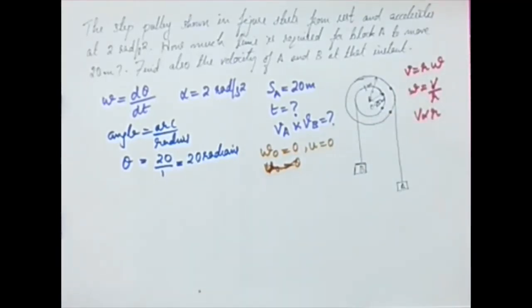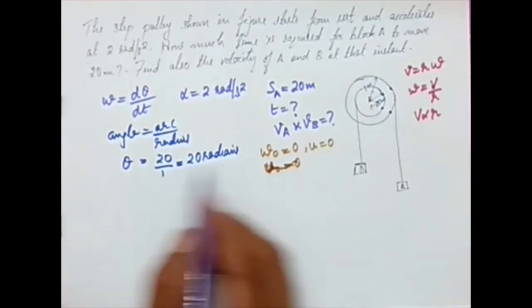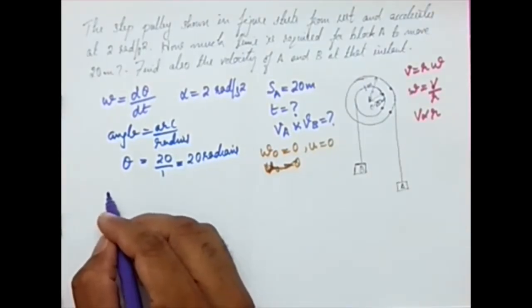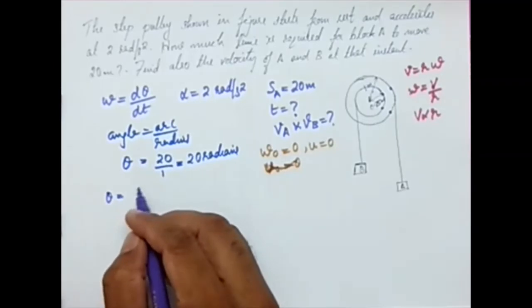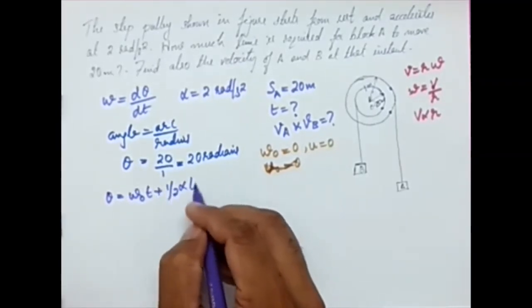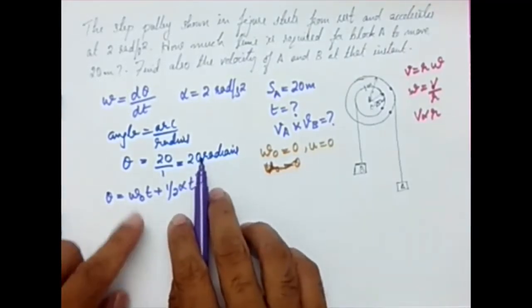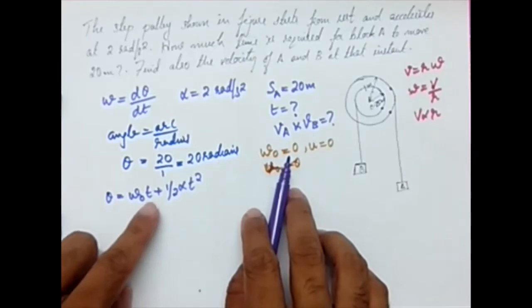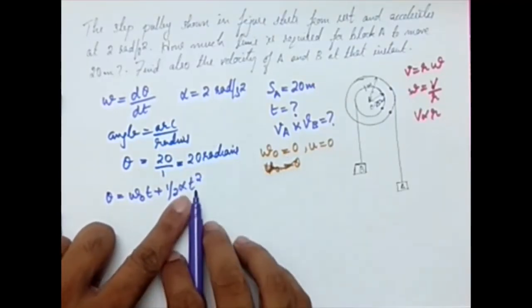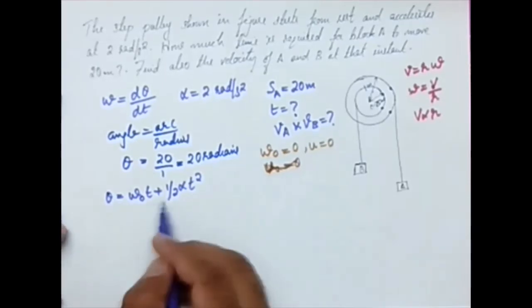So with this I can use the expression theta is equal to omega naught t plus half alpha t square. We have the value of theta, we have the value of omega naught, we have the value of alpha, the only unknown is t, and that is what is asked in the question. So you can solve this.